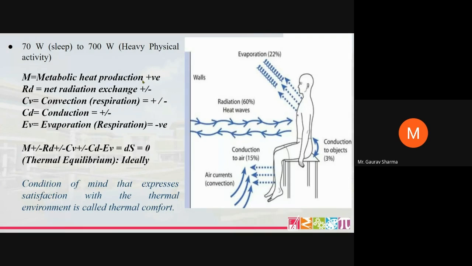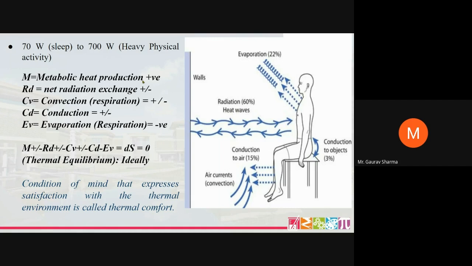Okay, so CV is convection, that is due to the respiration process, we know very well that some heat will be exchanged over there. While inhaling you will get some amount of energy. While exhaling you will release some amount of energy.